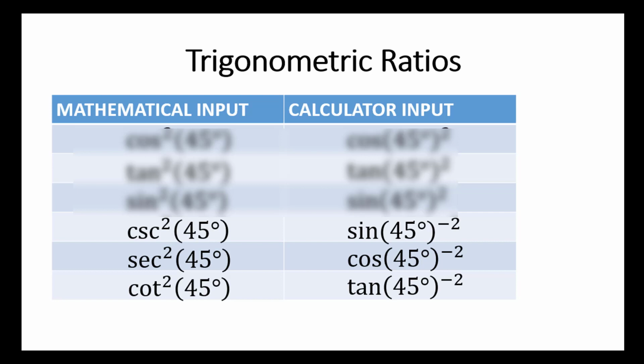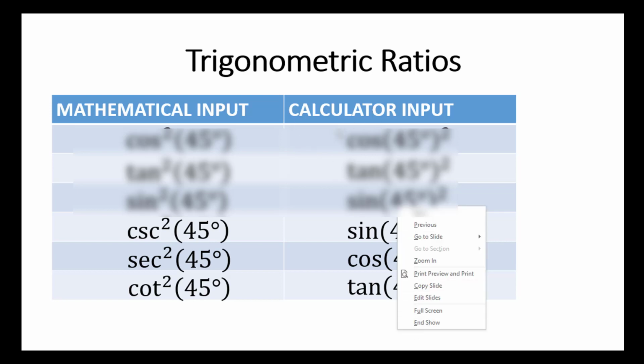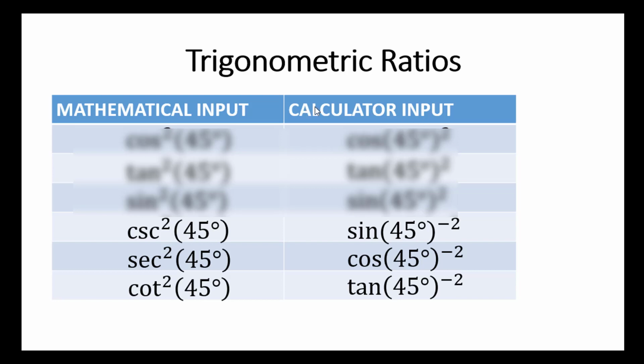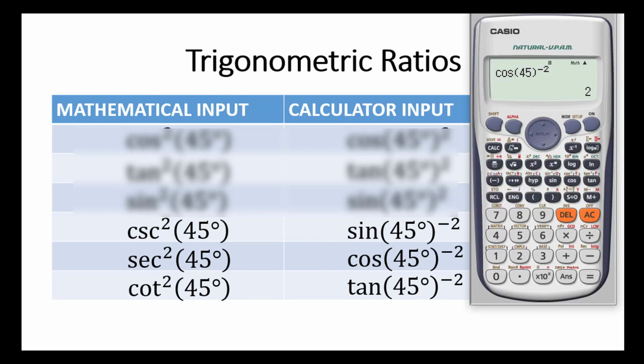And let me emphasize again, in examination, avoid expressing terms using your calculator input approach. Rather use the mathematical input approach, because that is the standard. But in your calculator, rather key it this way. So we go ahead and do that. So we have tan 45 degrees, close bracket, introduce the exponent -2, and then press equal to. And as you can see, the answer is 1.